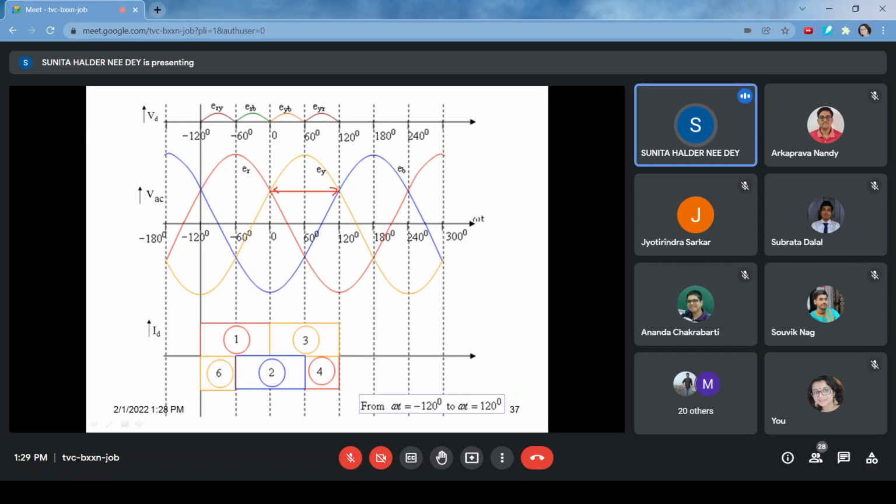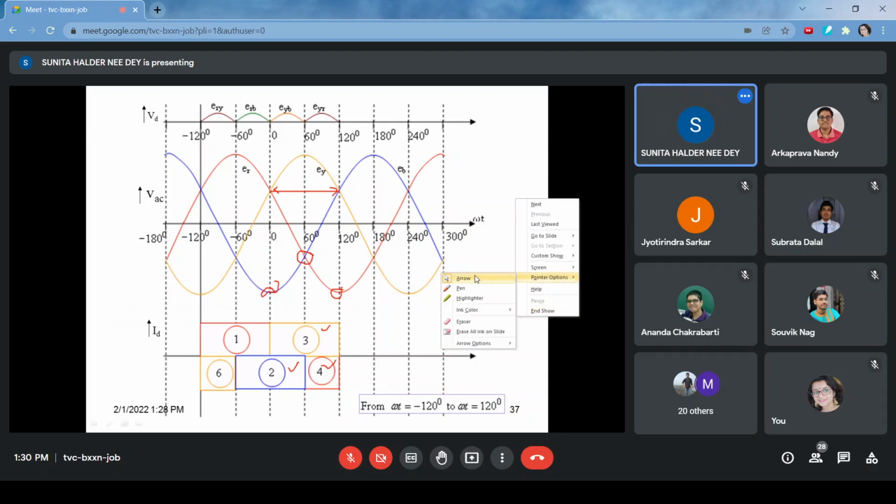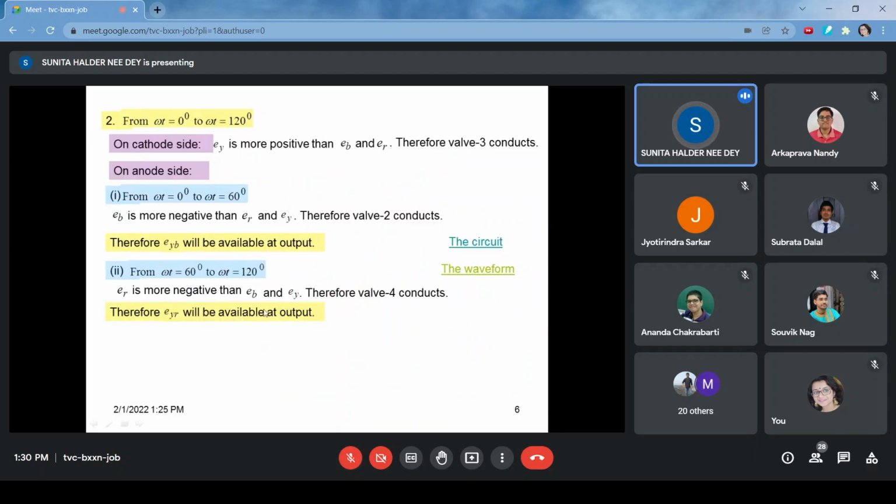So from 0 to 120 degrees, the Y phase thyristor will operate, that is 3. On the negative side, there are two phases in equal parts. From 0 to 60, the blue phase is most negative, so blue phase will continue. From 60 to 120, R phase is most negative, so thyristor 4 will come. So in this way it will continue. That is written here.